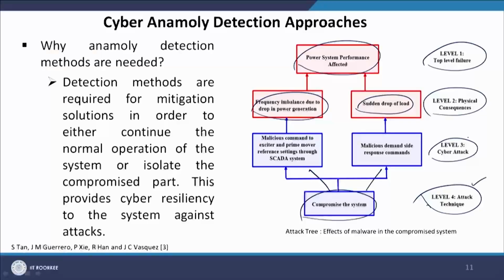So, you will experience a blackout scenario in a power system through cyber attacks. So, this is your attack techniques, then cyber attack, then physical consequences, and finally the system fails, the top level failures.